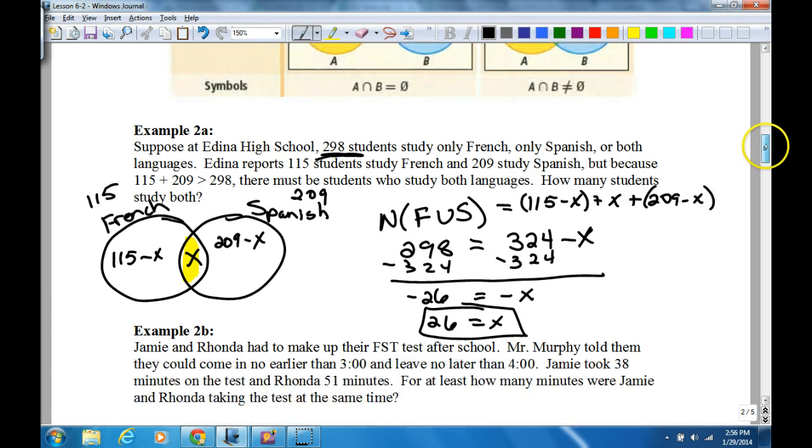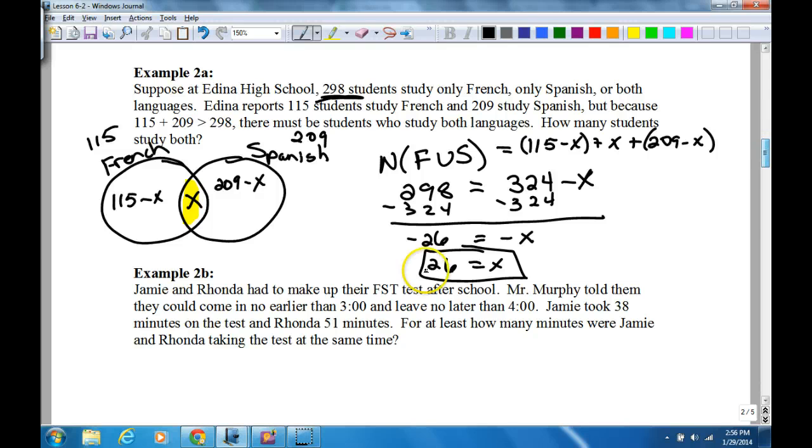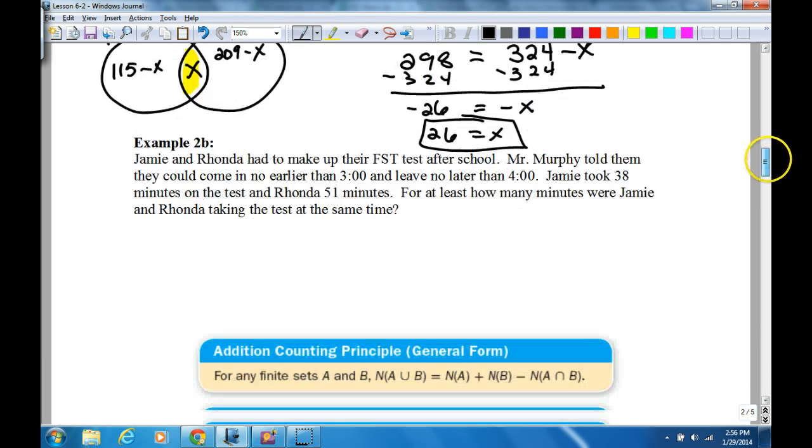Let's keep going. You have to do 115 minus 26 to figure it out. No, it just asks how many students study both, and that's what we got. 26 students. Now, if it asked you how many students study only French, what would you say? Oh, then I would do 115 minus 26. Yep, 26. Okay. All right, so let's look at example 2b.